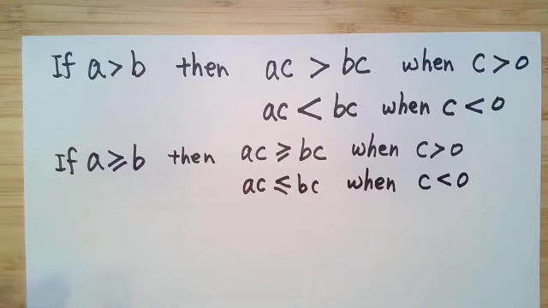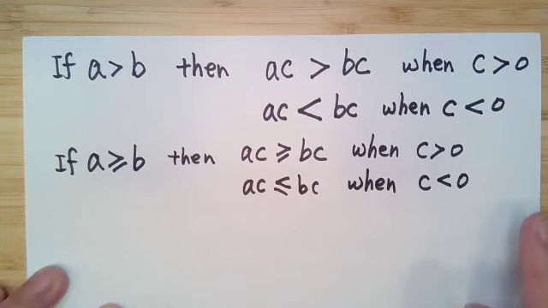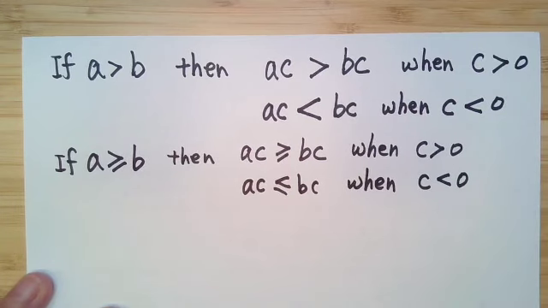Now, quick question. What happens if you multiply by 0 on both sides? If you have an inequality and you multiply by 0 on both sides, you get an equation, isn't it? You get 0 equals 0. So usually we don't care about the C equals 0 situation here. But for an equation, if you have A equals B and you multiply both sides by 0, you get 0 equals 0. It still holds, but it doesn't help in terms of solving A equals B.